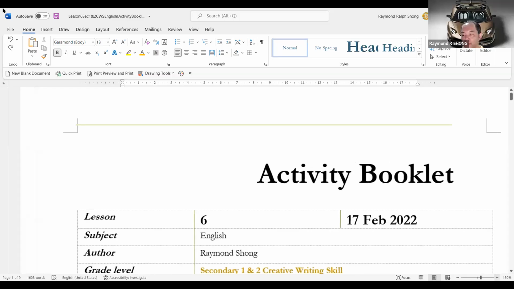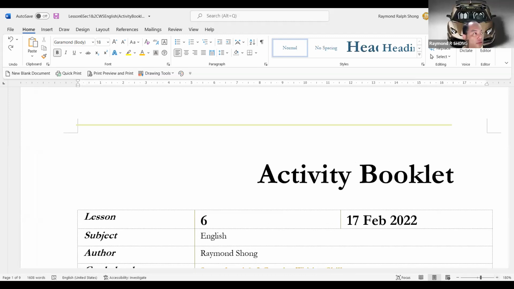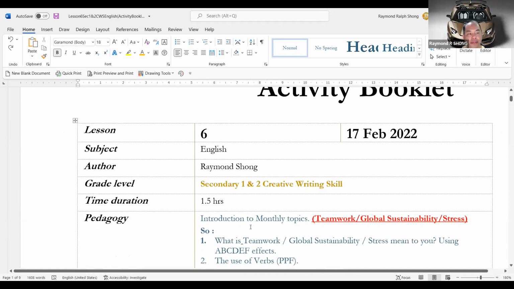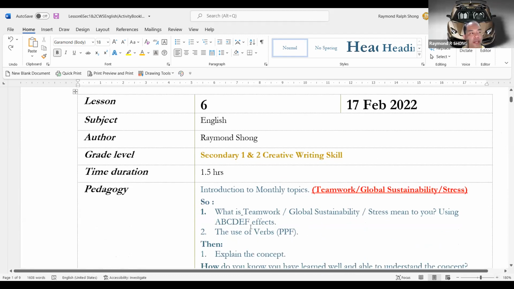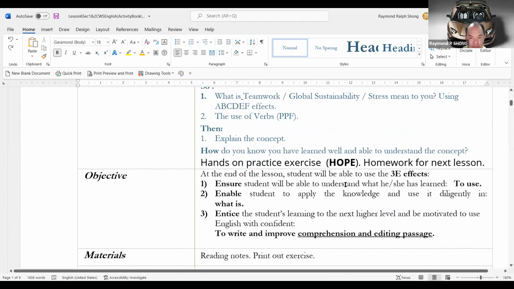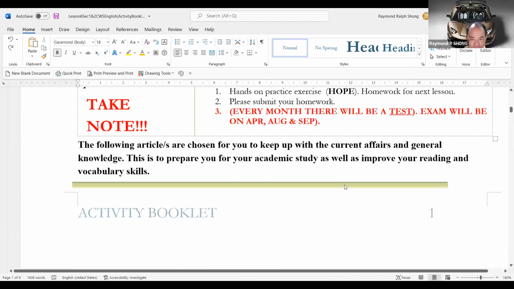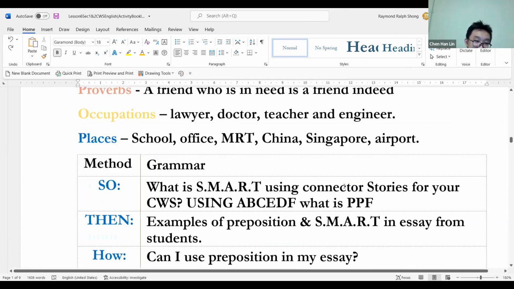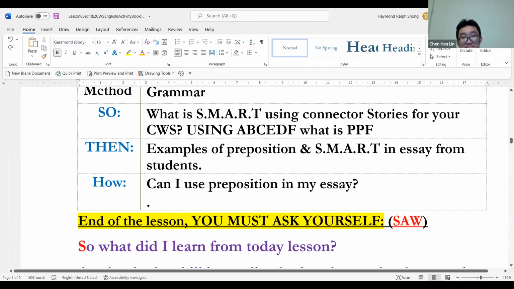All right, good evening, everybody. So today we're going to talk about why cannot move on? Okay, thank you, Edward. So remember last week, our dear friend was not here. So today we're going to talk about what is teamwork and go into breakout rooms. And we're going to talk about the stress again. Next week, maybe global sustainability. We're going to talk about teamwork in teams.